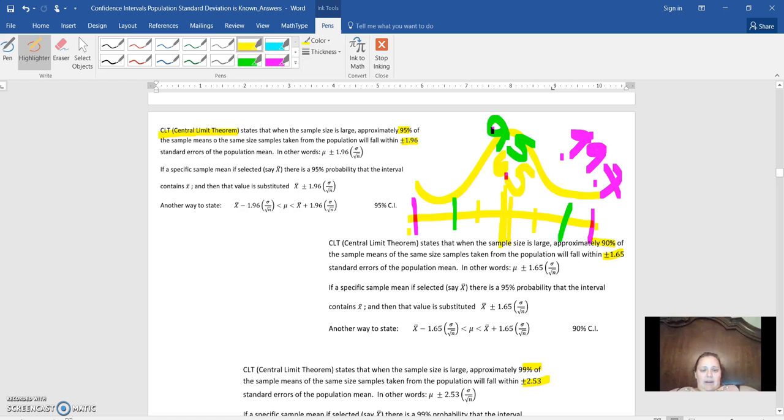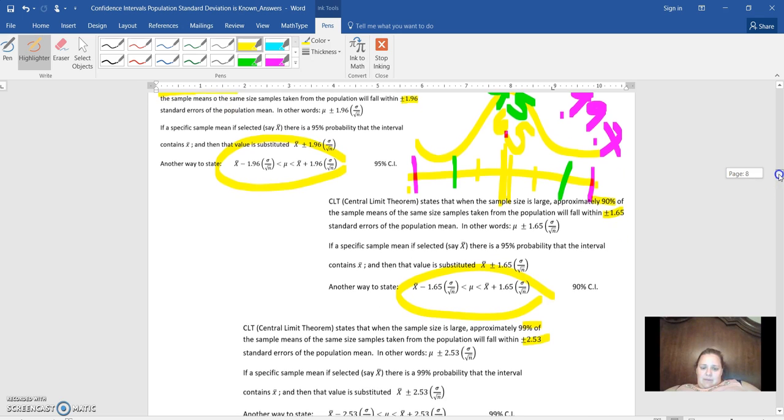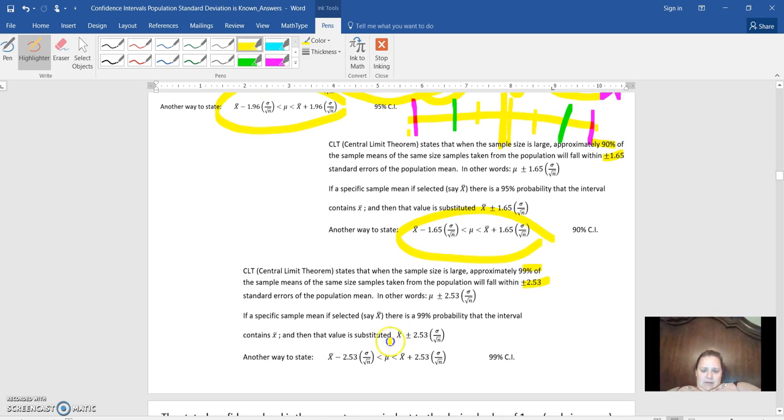Another way is we have these formulas, and notice something about these formulas. They're all basically the same formula. What changed here was that little piece. We're going to talk about that more in the next video.